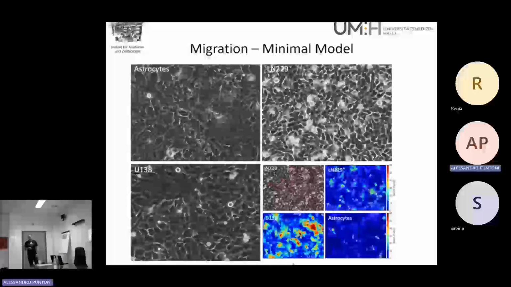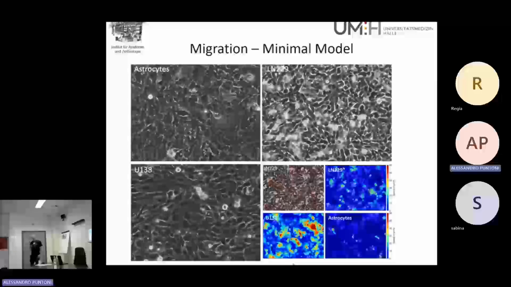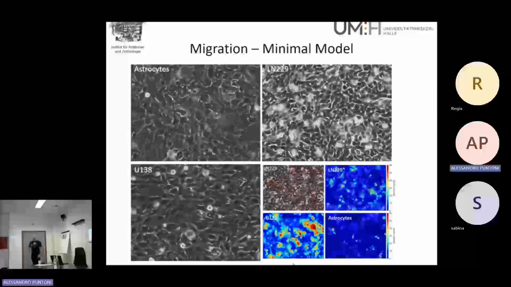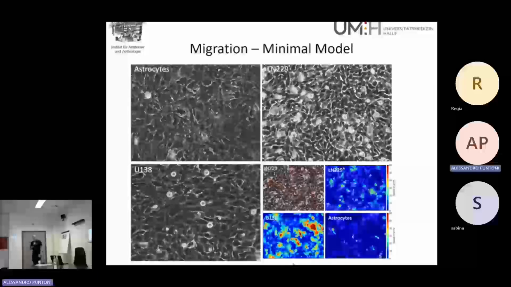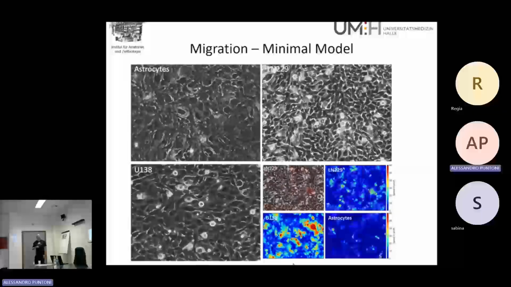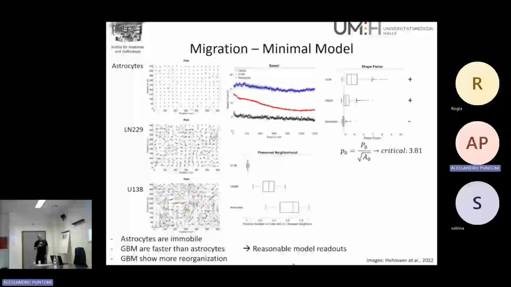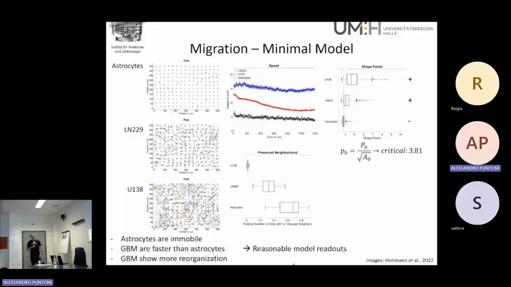To analyze this, we use a technique called particle image velocimetry, which allows us to obtain local flow fields of our cells, and some examples are shown here. When we started to analyze these flow fields, we first naively looked at the speed as a function of time in our system. In black, we see the astrocytes, and as expected from these videos, they were by far the slowest compared to our two tumor cell lines on top. Yet, speed alone is potentially quite a poor proxy for cell body translocation.